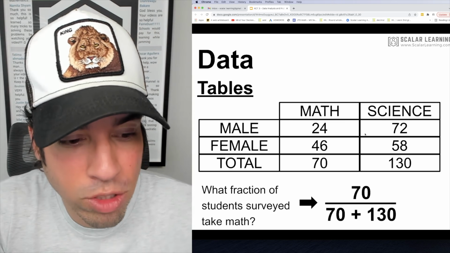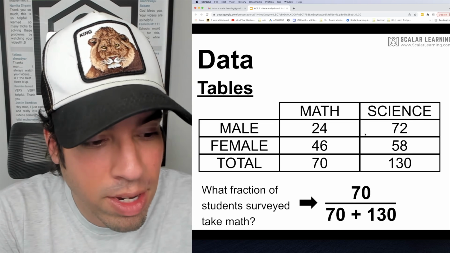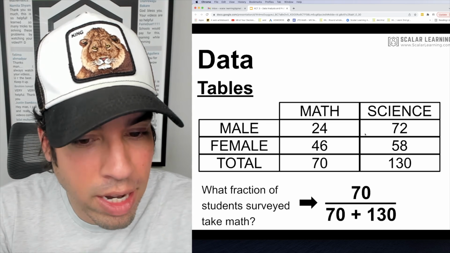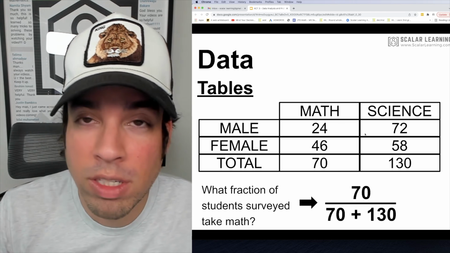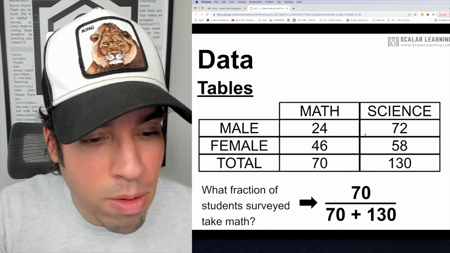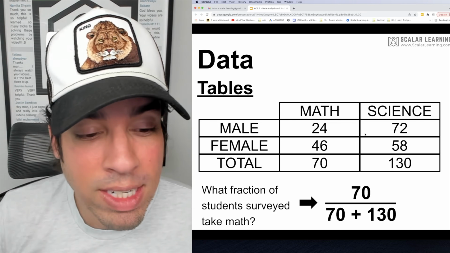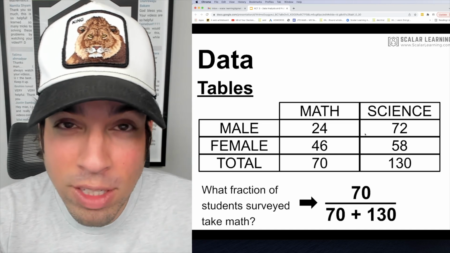So what is the total amount of students? So I'm taking the total values of 70 and 130, because that's a total in each category. So that gives us a total of 200. And where am I pulling that 70 from? That 70 is the total amount of students that just take math.